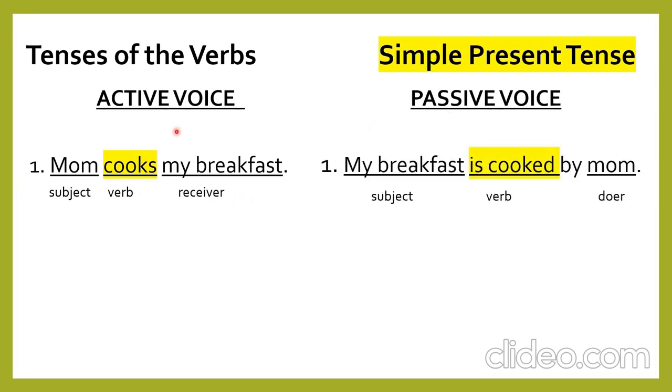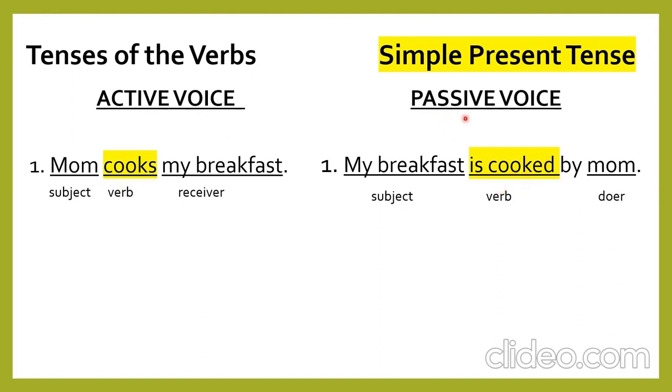In order to change a sentence in active voice to passive voice, you have to make the receiver the subject. So the receiver will come first in the sentence: my breakfast. Then look at the shift of the form. Here, look at the change in the form of the verb, from simple present tense, cooks. This is also simple present tense, but it's in passive.